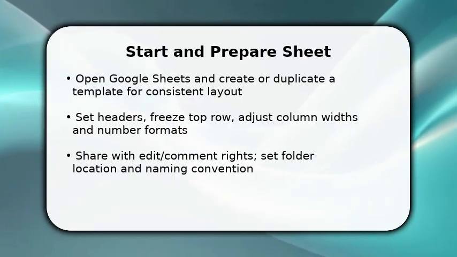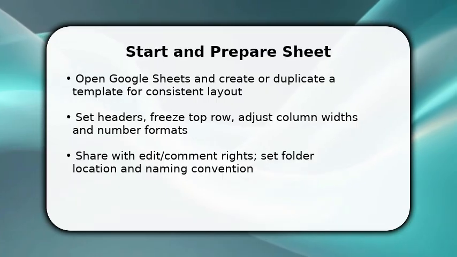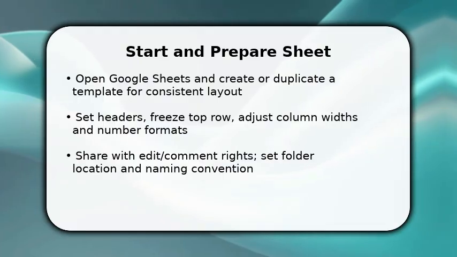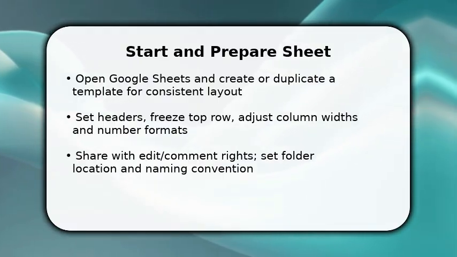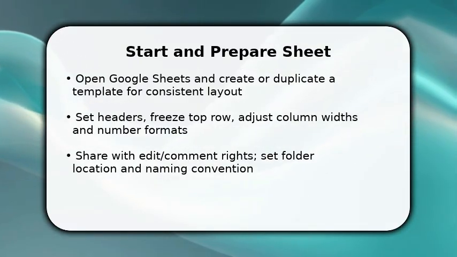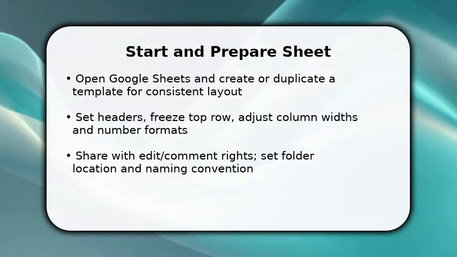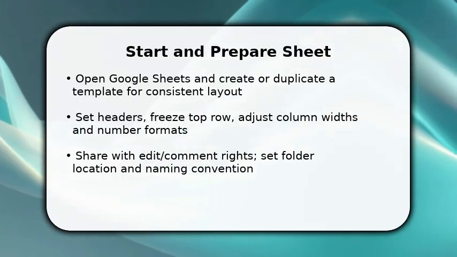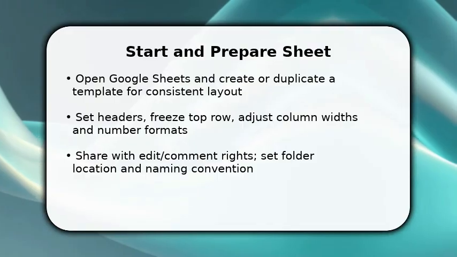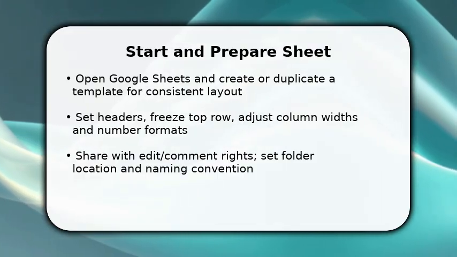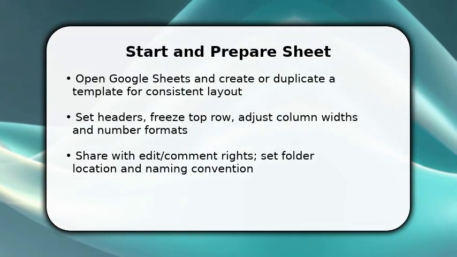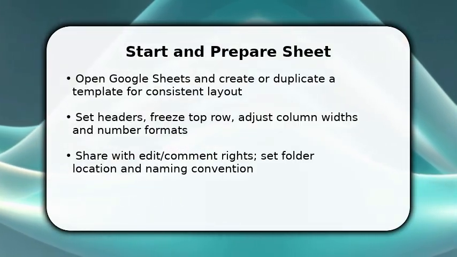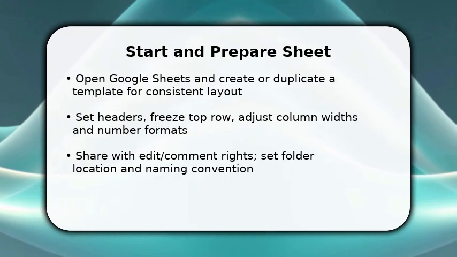You're ready to begin. Open or duplicate the spreadsheet and immediately set consistent headers and formatting so data behaves predictably. Once done, freeze the top row and adjust column widths to reveal key fields without scrolling. Format columns as date, number, currency, or plain text so calculations won't fail. Create a clear file name and save to the right folder. Make a shared link with appropriate edit or comment permissions so collaborators can work without creating conflicting copies.